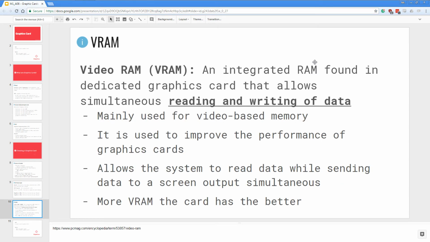Next, VRAM stands for Video RAM. It is an integrated RAM found in dedicated graphics card that allows simultaneous reading and writing of data. And these RAMs are specialized for video-related data. It is mainly used for video-based memory. It is used to improve performance of graphics card. It allows the system to read in data while sending data to a screen output simultaneously. And more VRAM the card has, the better performance you can get out of your graphics card.